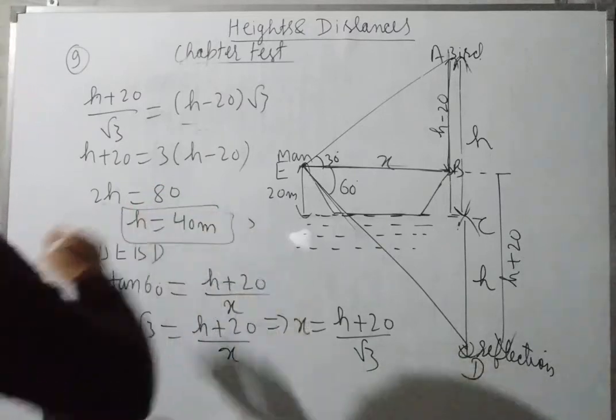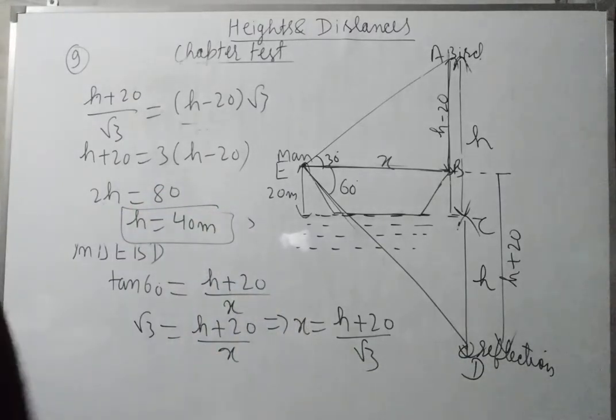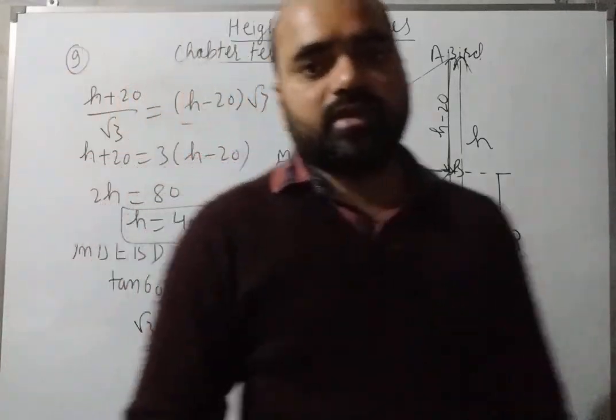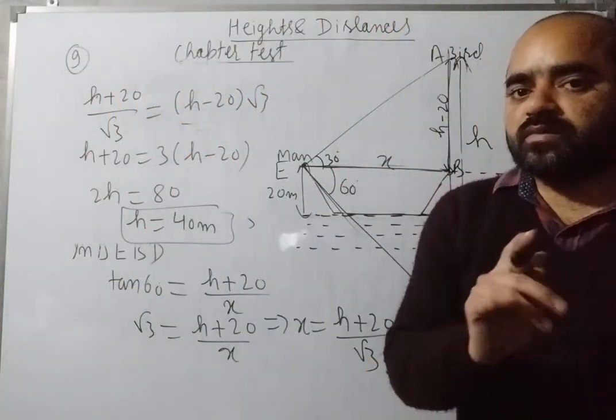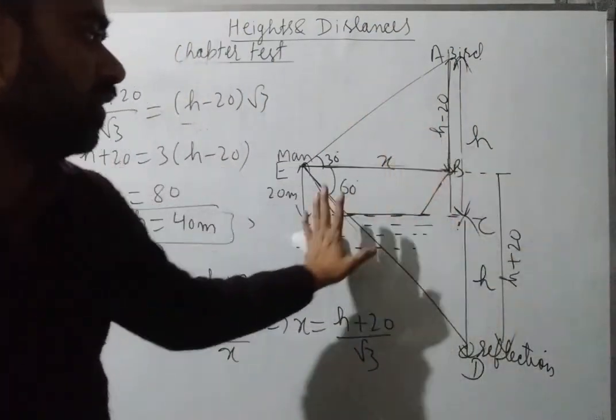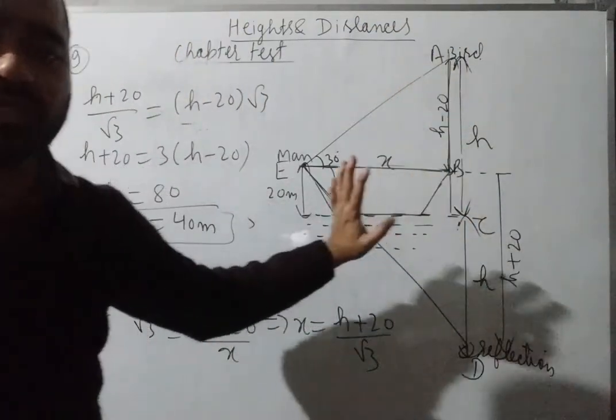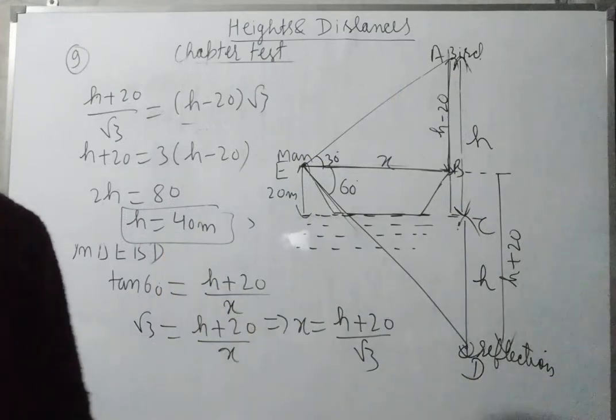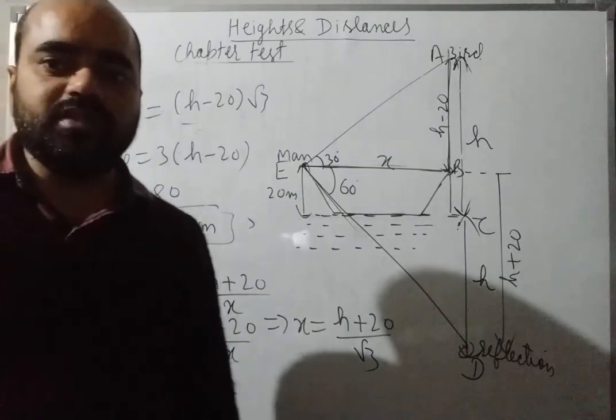That is the answer. So that is the revision part for the height and distance. Correct? So in height and distances, 1 mark for the diagram, and in the diagram you will show all the things, man, bird, whatever reflection, and directly you can solve. So this is your revision for height and distance.